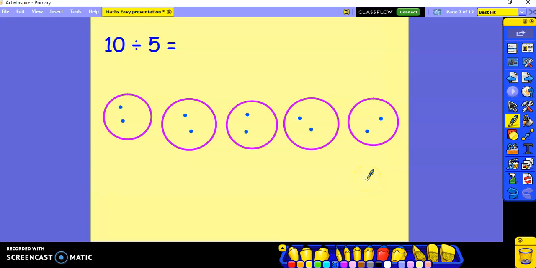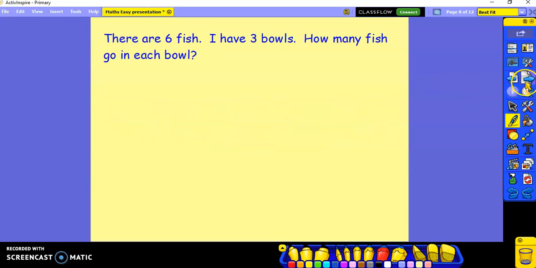So I've shared out my 10 objects. How many does each person get? Oh, there's 2 here, 2 here, 2 here, 2 here, and 2 here. So it's definitely equal. They've all got 2, and so the answer is 2. Well done if you correctly worked out the answer. Right, next one. This time we've got a word problem to solve.